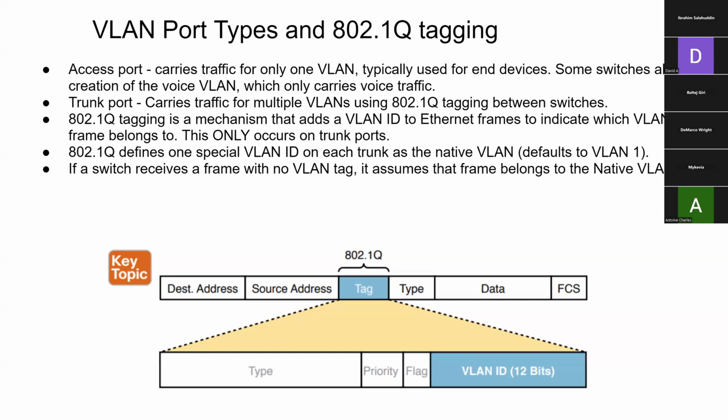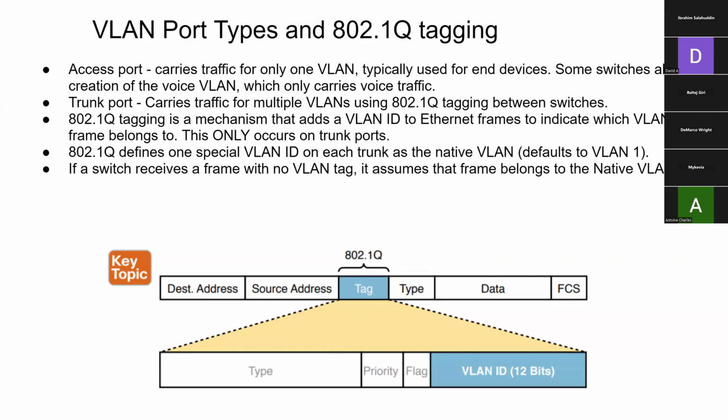802.1q also defines one special VLAN ID on each trunk as the native VLAN, and this defaults to VLAN 1. Now, if a switch receives a frame with no VLAN tag, it assumes that frame belongs to the native VLAN. So if that VLAN is 1, it'll just send it out to VLAN 1 if there's no tag on it. Let's take a look at the photo at the bottom as well.